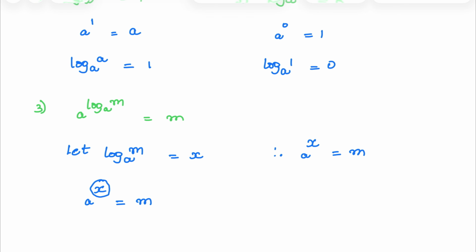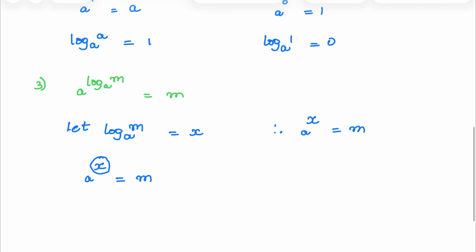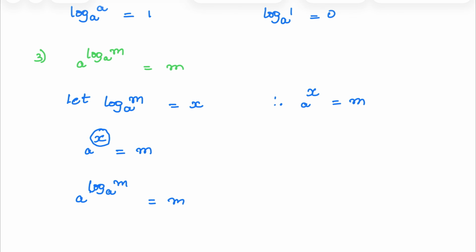What is the x value? The x value equals log m base a. We will substitute this value above. a power of log m base a equals m. Hence we proved a power of log m base a equals m.